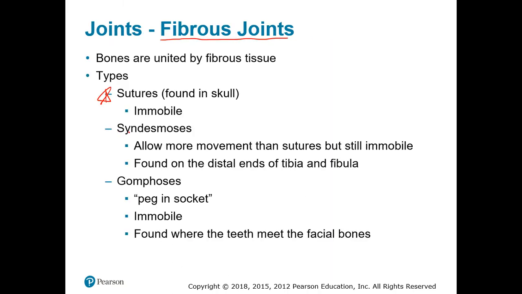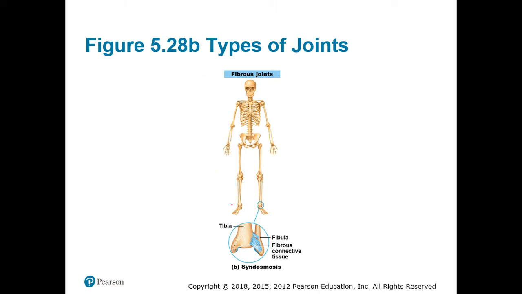Then you have syndesmoses. These allow for a little bit more movement than sutures, but they're still considered immobile. They're found at the distal ends of your tibia and fibula. We haven't learned your bones, so these are all in your lower leg. In fact, your tibia is your shin. So if I look at this, here is your tibia, your shin, and then your fibula is this side bone over here. Down here near your ankle where they're connected, that's a fibrous connective tissue classified as a syndesmosis.